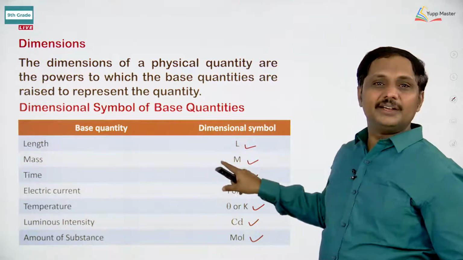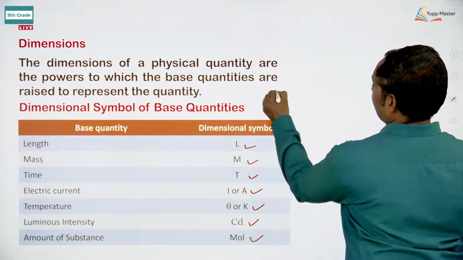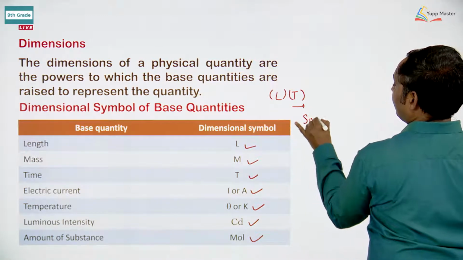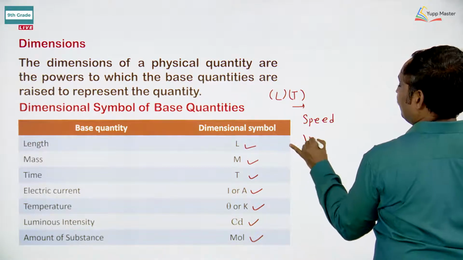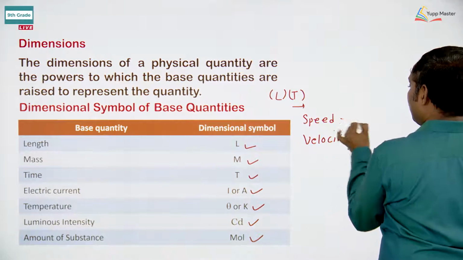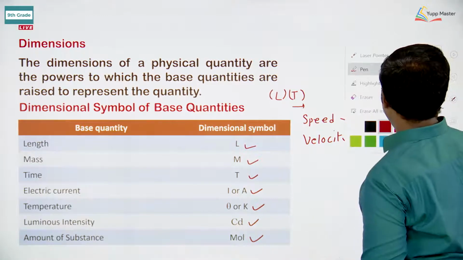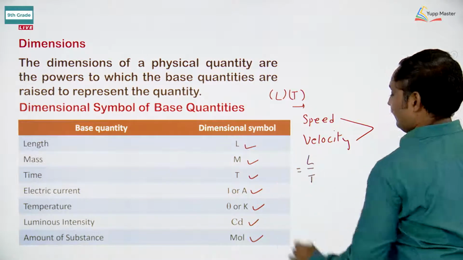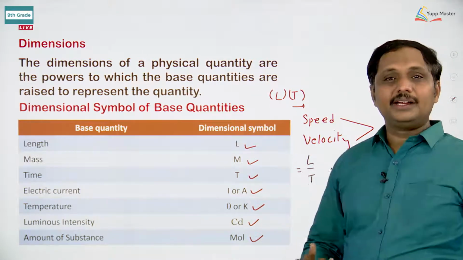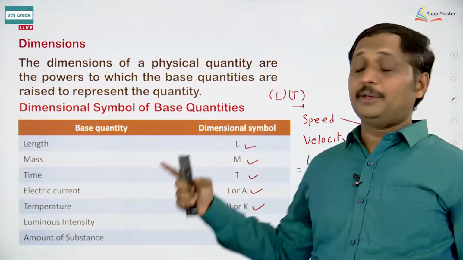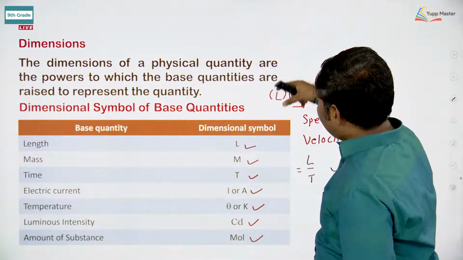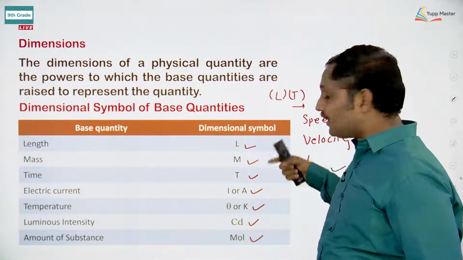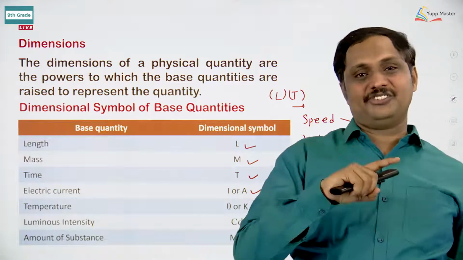If you are going to take L and T, you can take speed and velocity, which is related with L and T, that is L by T. It's very clear. Now you can take any derived quantity which has been represented from the following 7 base quantities. Its power is going to be raised to a particular value. It is known as a dimension.